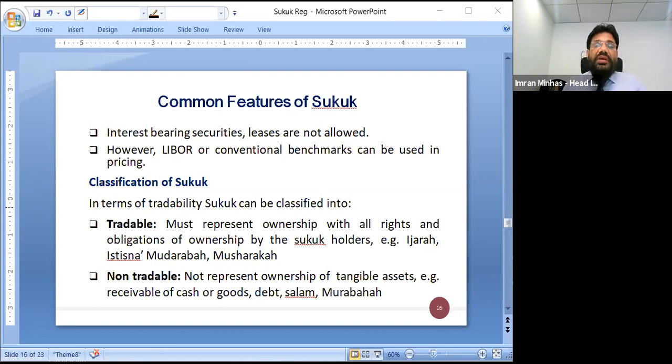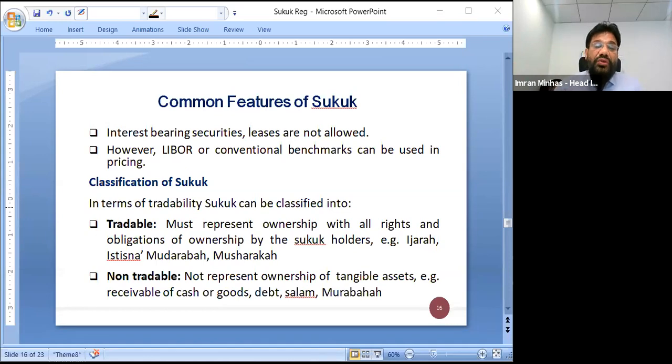The non-tradable ones do not represent ownership of tangible assets. They represent receivables or cash or goods. For example, Sukuk of Salam and Murabaha are not tradable because what they basically create, in Murabaha, when you sold the goods, is a debt. So that can't be traded.